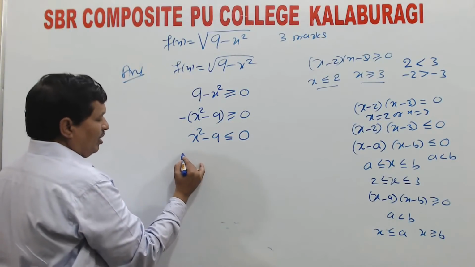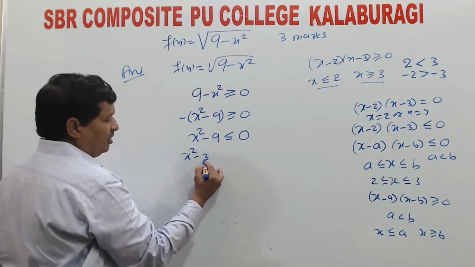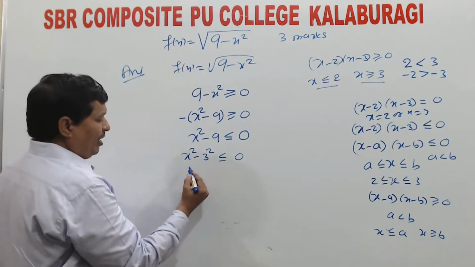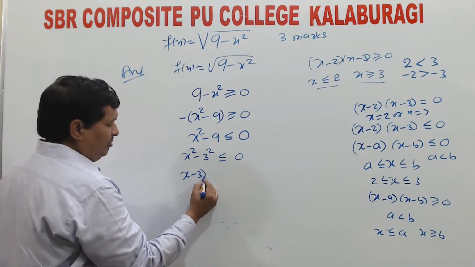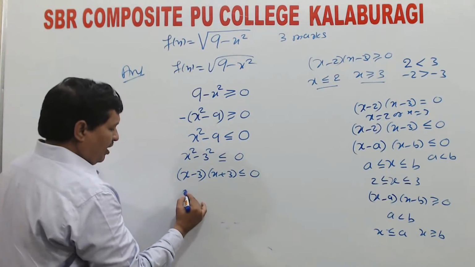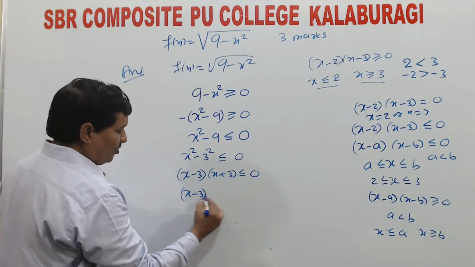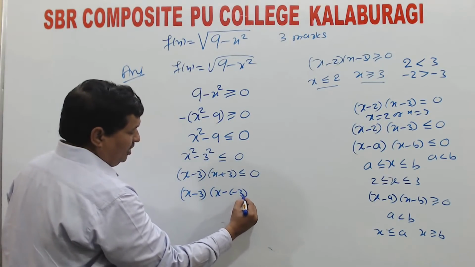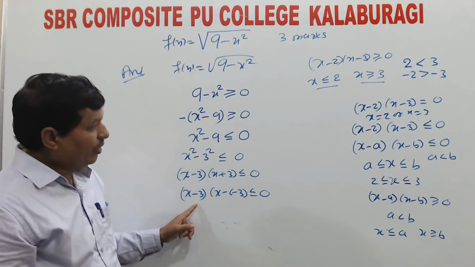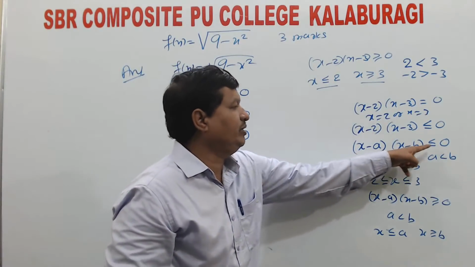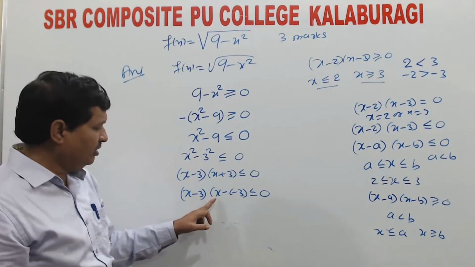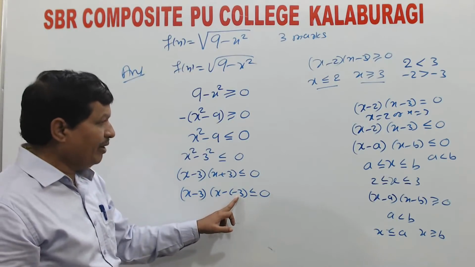Here you will now write x square minus 3 square less than or equal to 0. Okay, a square minus b square means x minus 3, x plus 3 less than or equal to 0. That is x minus 3, x minus of minus 3 less than or equal to 0. See, here you compare with this one: x minus a into x minus b is less than or equal to 0. Here a equal to what? Here x minus 3 is there, here minus 3.